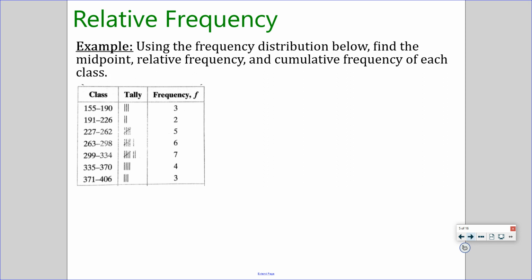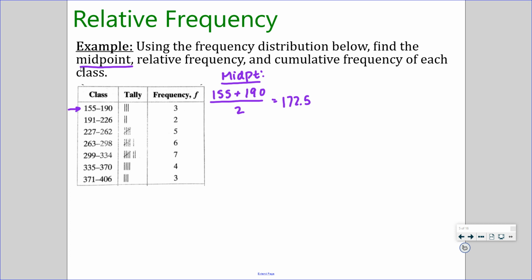It doesn't matter. So let's start by doing the midpoint of each class. So the midpoint, you find the average of the upper and lower limits of each class. So in this class, my lower limit, or the lowest possible answer they could have to be in this interval, is 155. And my upper limit, or the highest, would be 190. So we're just going to calculate what's halfway between those, or average them. So divide that by 2, and you get 172.5. There would be your midpoint for this class.